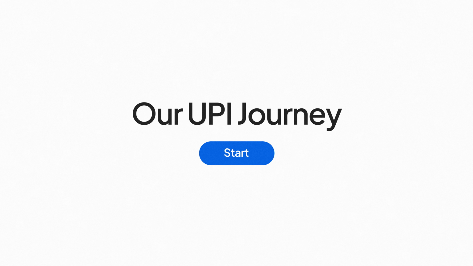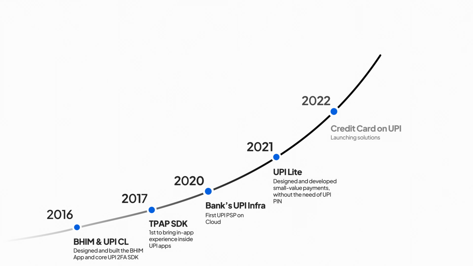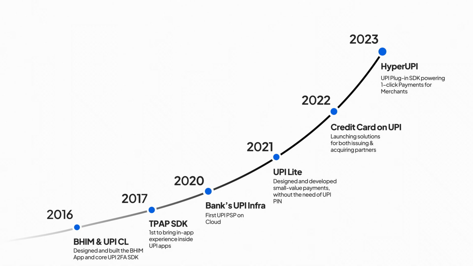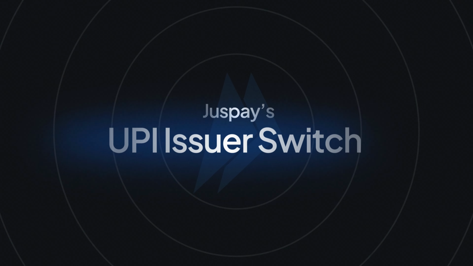Juspay has been at the forefront of UPI innovation since inception. From developing the Bheem app and building the first UPI PSP on cloud, to powering some of the top TPAP apps and enabling one-click UPI payments, Juspay has left its footprint across the UPI ecosystem. Today, building on its vision to innovate in the UPI space, Juspay introduces its state-of-the-art UPI issuer switch.